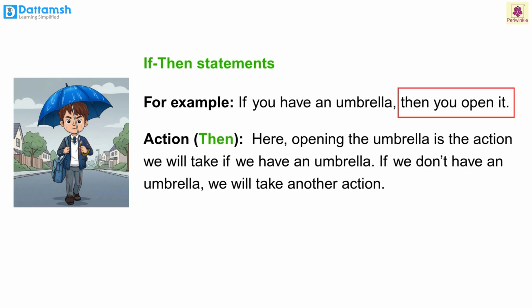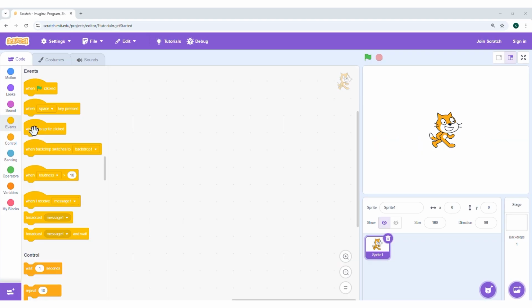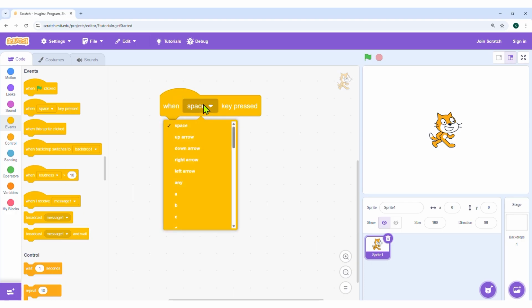If we don't have an umbrella, we will take another action. Let us learn how decisions are made with the help of if-then statements. On Scratch, from Events block, drag When space key pressed block in the coding area. Click on the drop-down beside the space key in the block and select the left arrow option.